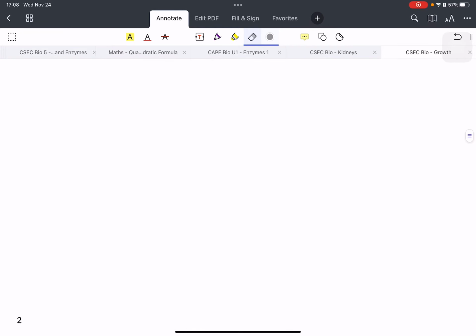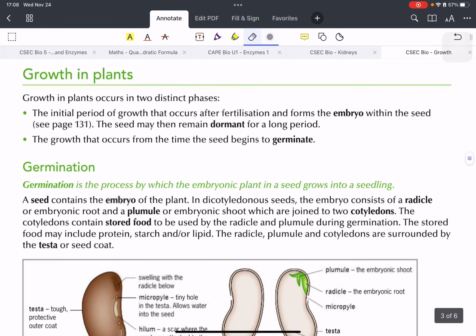Okay, so this is actually the main point in this video: growth in plants. This is what you will be asked in the exam especially. Okay, so plants grow differently than populations. There are two distinct phases in plant growth, right?